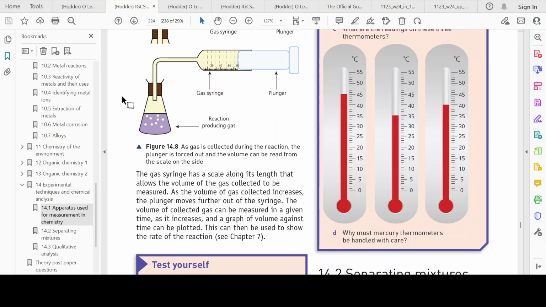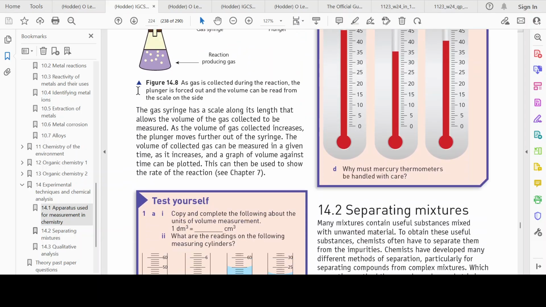Okay, so that's about the gas, and as the gas is collected during the reaction, the plunger is forced out and the volume can be read from the scale. The gas syringe has a scale along the length that allows the volume of the gas collected to be measured. And the volume of gas can be measured over time as it increases, and a graph of volume against time can be plotted, and then it can be used to show the rate of reaction.